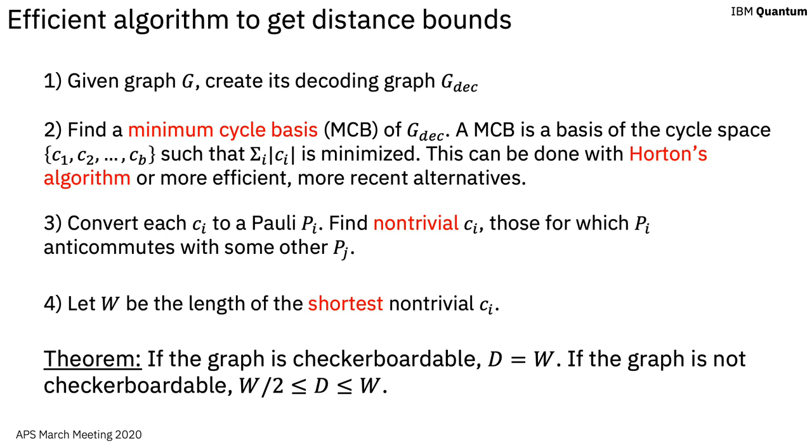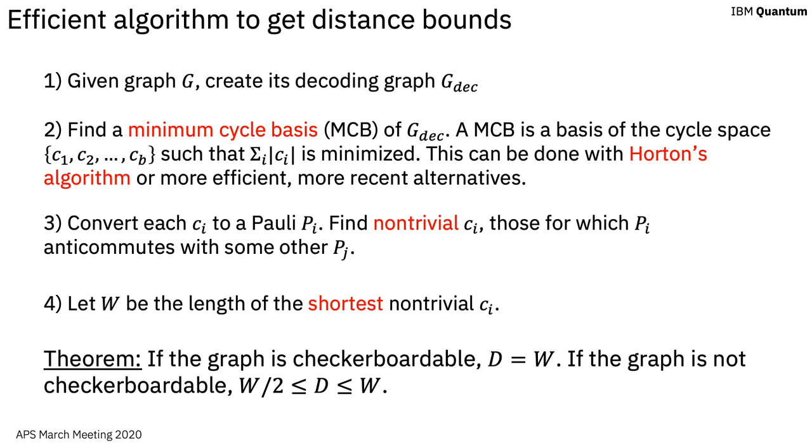And then third, you convert each of these cycles that you found in the minimum cycle basis to a Pauli using the correspondence of decoding graph cycles to Paulis, or edges in the decoding graph to Paulis. And you can also figure out which of these cycles are non-trivial by seeing if the Pauli anti-commutes with some other Pauli from the cycle basis. And those are going to be your non-trivial logical operators. That is, those are not stabilizers.